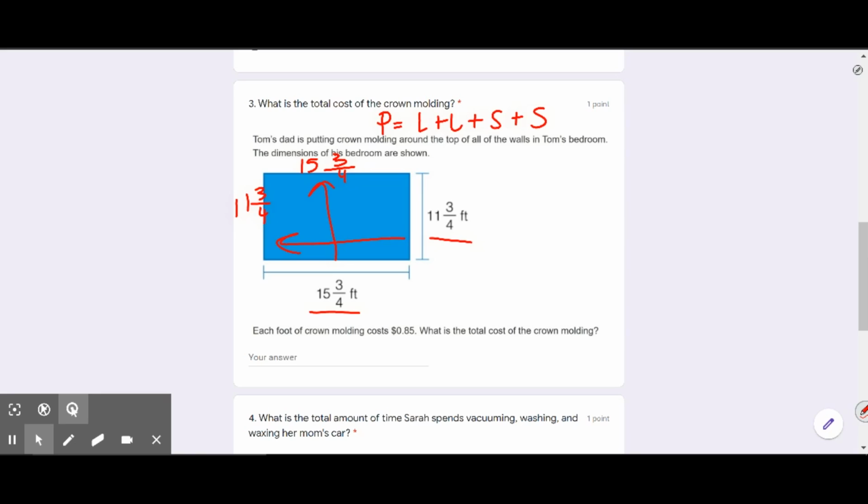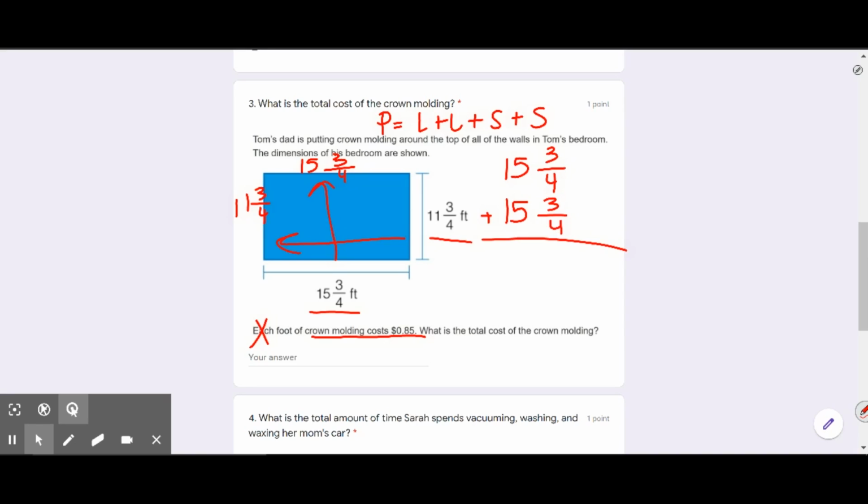But our final answer that we're trying to get, guys, is we're trying to see how much does it cost if it's 85 cents per foot. So that means that whatever total we get for our perimeter, we're going to multiply it, because it says each. So we're going to multiply it by our 85 cents and then get a money answer. So let's start with adding. So I have 15 3/4 plus 15 3/4. I've never taught you guys to add it this way, but you can add it this way.